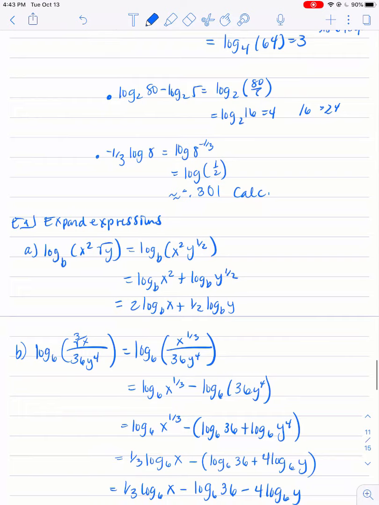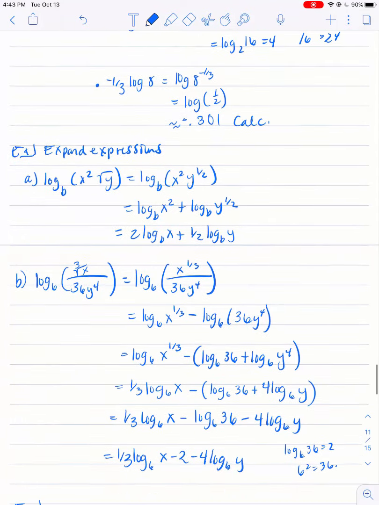Okay. Now I have log base 2 of 80 minus log base 2 of 5. That's subtraction, so I can use my quotient rule because they have the same base. So I have log base 2 of 80 divided by 5. So it's log base 2 of 16, which equals 4, because 2 to the 4th equals 16.